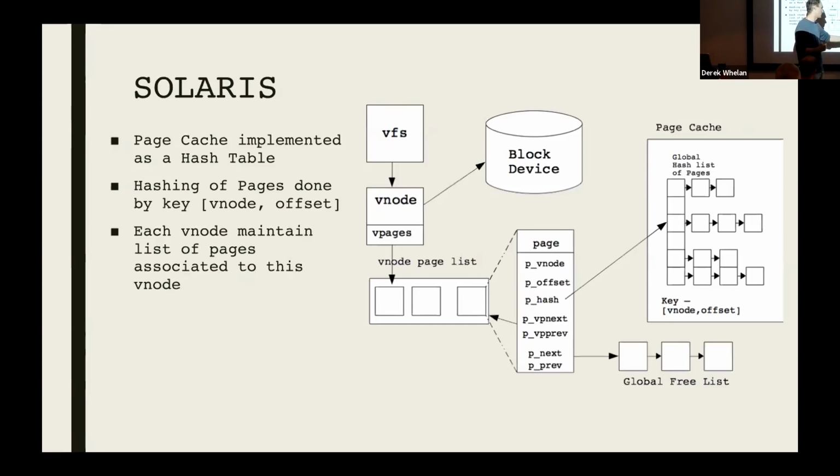Also, there is a free list of pages. Solaris also maintains the free list of the pages: if a page is not used, we put it on the free list. And when someone needs new pages, we can put those pages in the cache. So we have one global hash table as a page cache for the whole operating system, which gives us some natural problems when we think about the scalability of this solution.